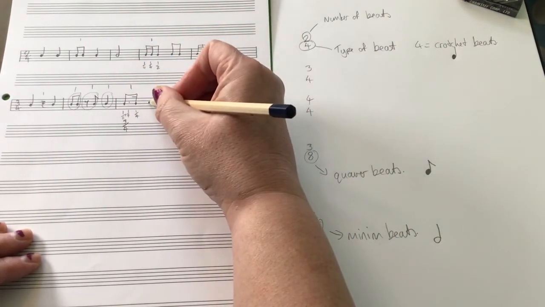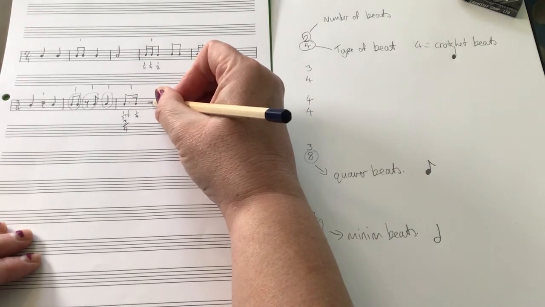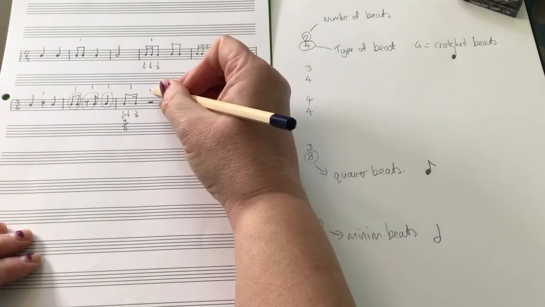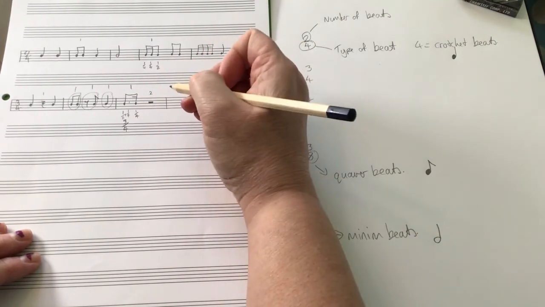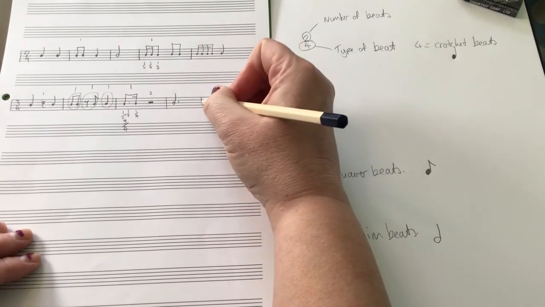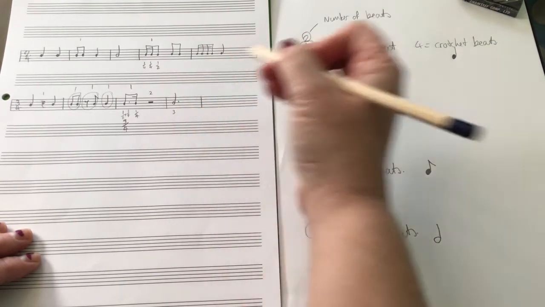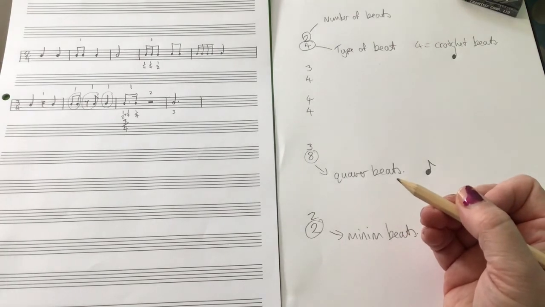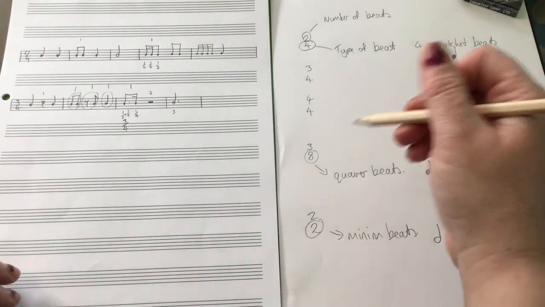Say I put a minim rest. Minim rest, top hat 2, sits on the line there. That is a complete bar. Minim rest is worth 2 beats. I could put a dotted minim, and that's a complete bar all on its own because a dotted minim is worth 3 beats.